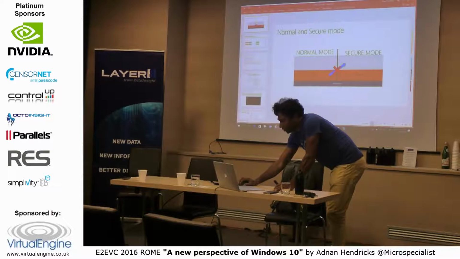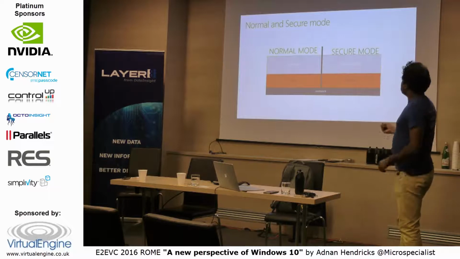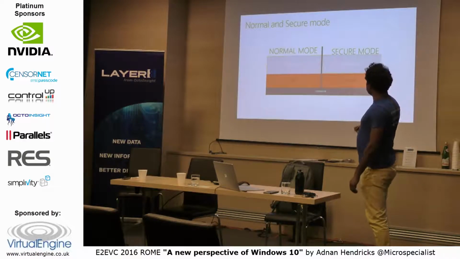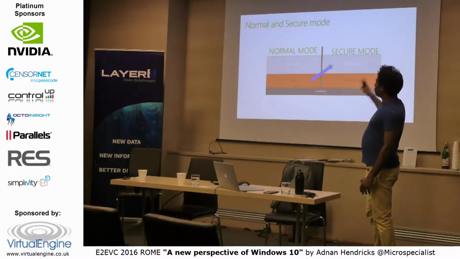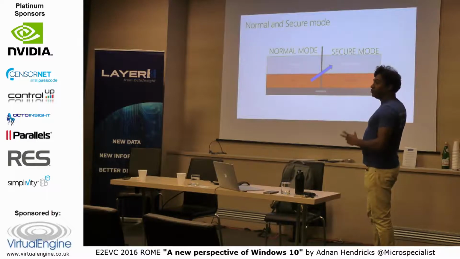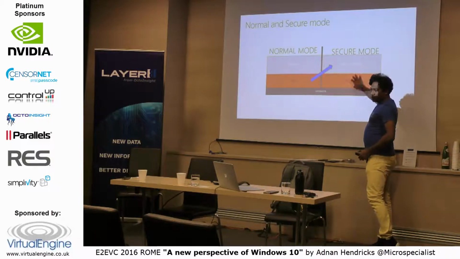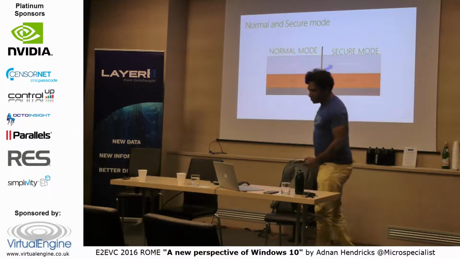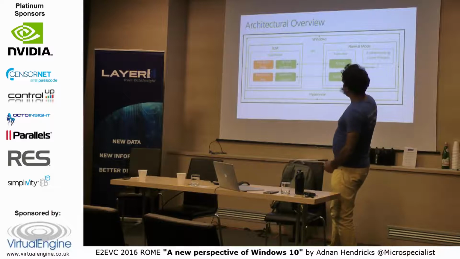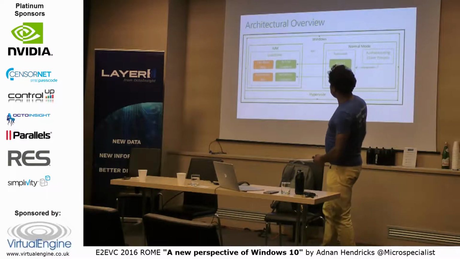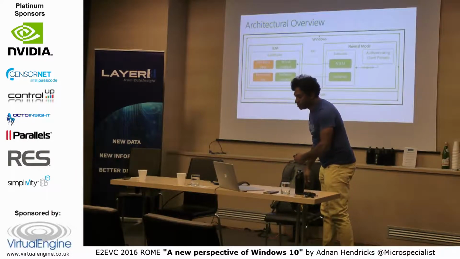Just to show you guys quickly, I'll step through a few slides. I don't have to rush now. Normally you have normal mode and secure mode with the hypervisor in between, showing that the normal kernel can't access isolated user mode. So we have all these different processes that are protected in this section of the kernel architecture. That's just the LSASS.exe, an architecture overview of authentication processes.